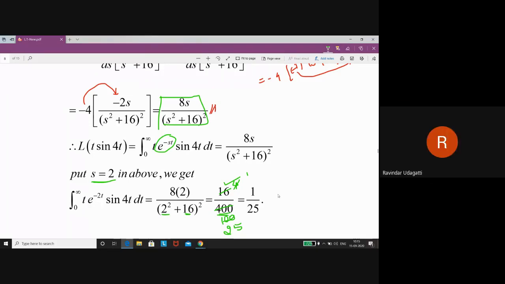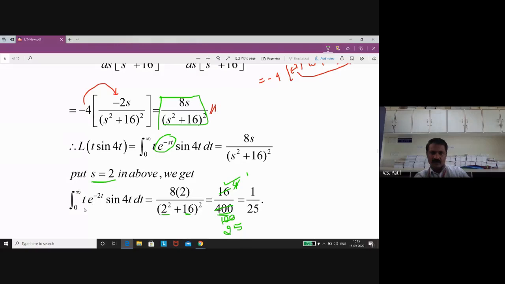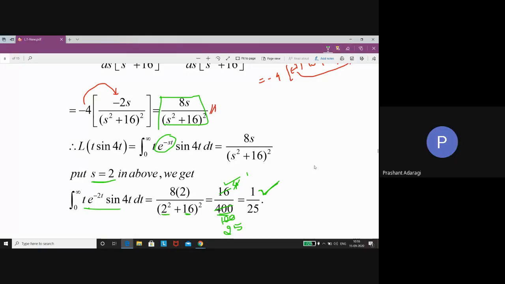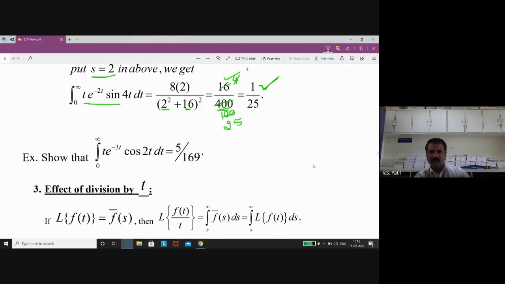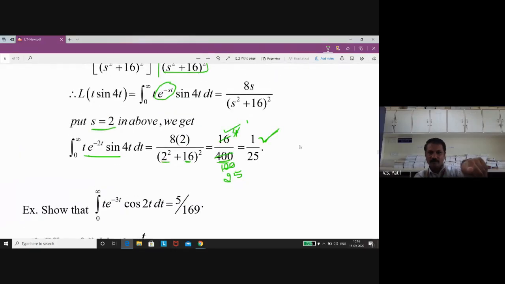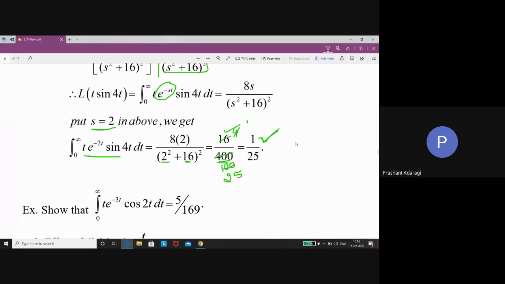Did you get the answer or not? So you got the integral from 0 to infinity of t into e to the power minus 2t sine 4t dt is equal to 1 divided by 25. Am I right? Yes, clear, sir. That example is understood? Yes, sir.